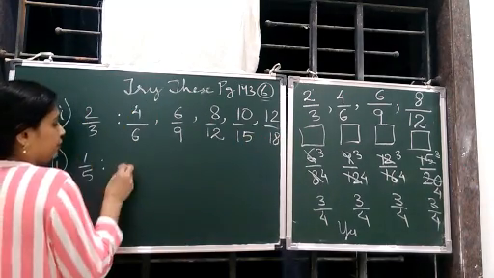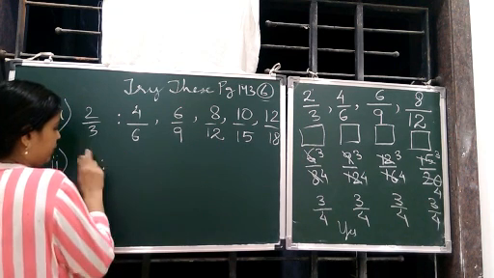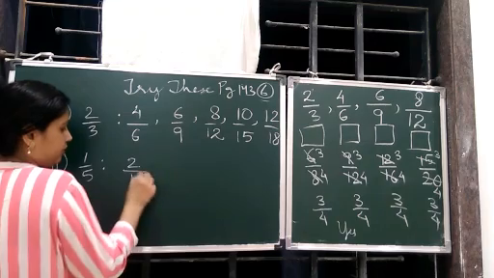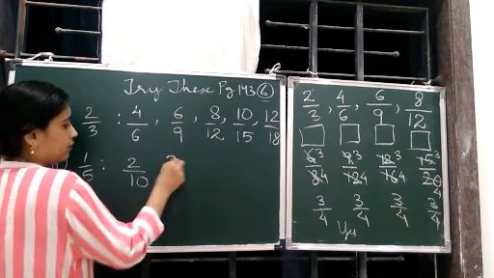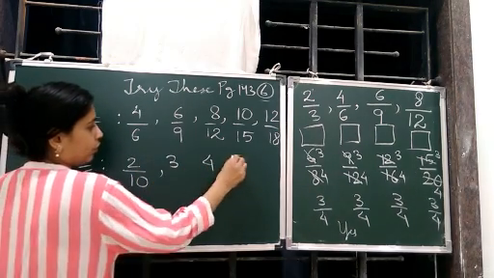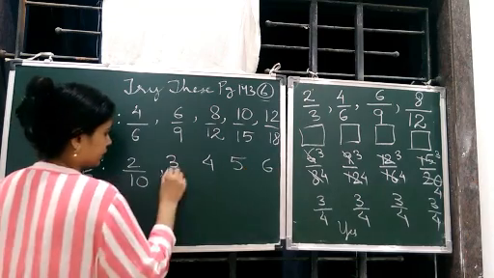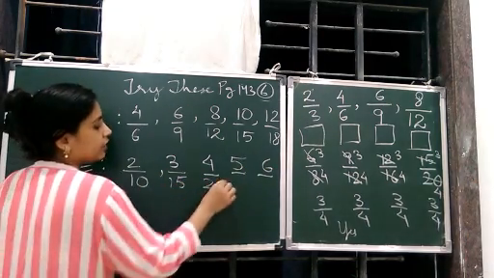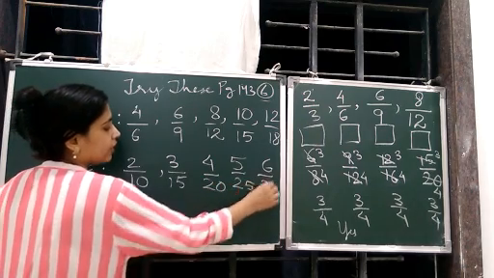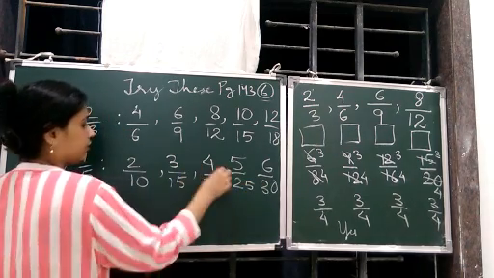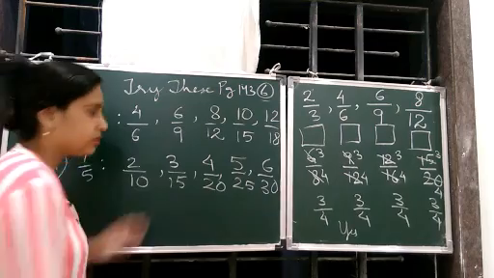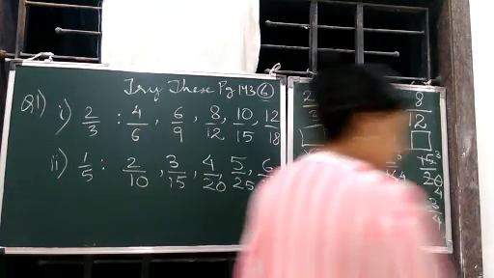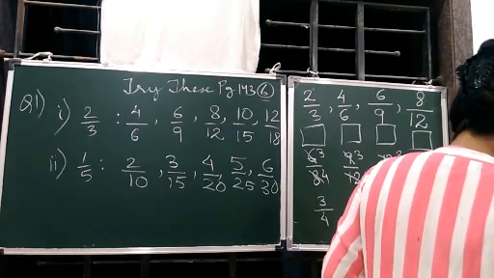Then here 1/5 we multiply 1/5 by 2. So it is 2/10. So table of 1, 3, 4, 5, 6. Then table of 5, 5, 10, 15, 20, 25, 30. Okay. So this is how we complete the try these of page 143.